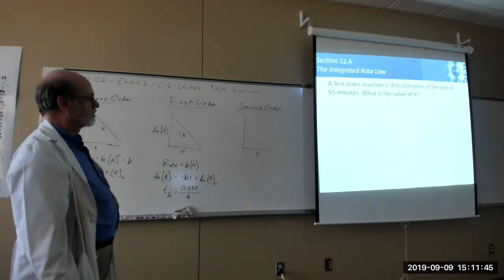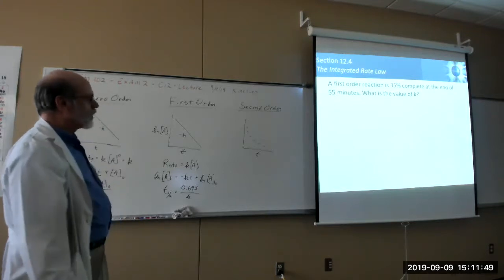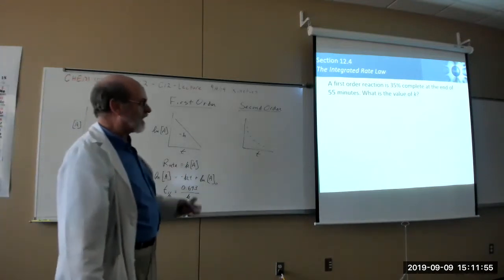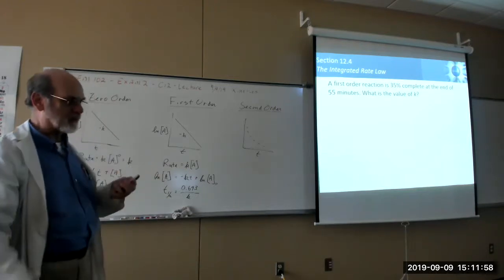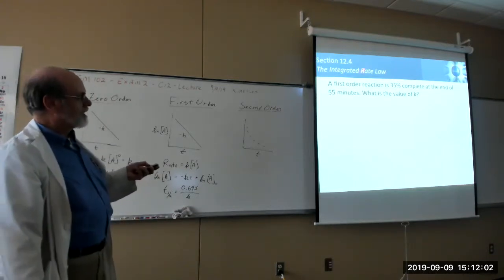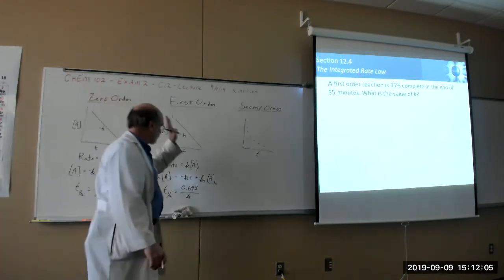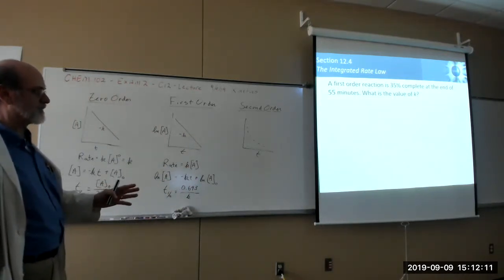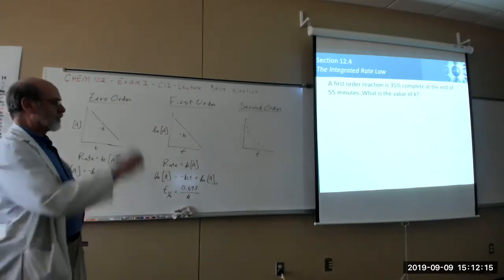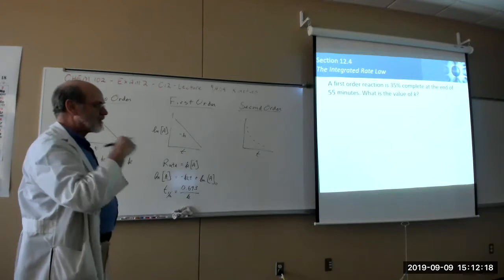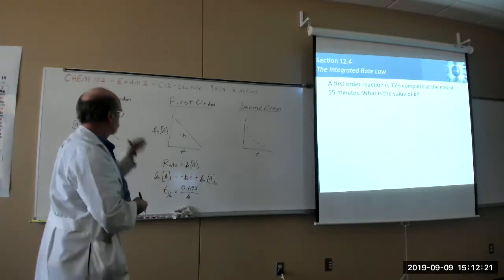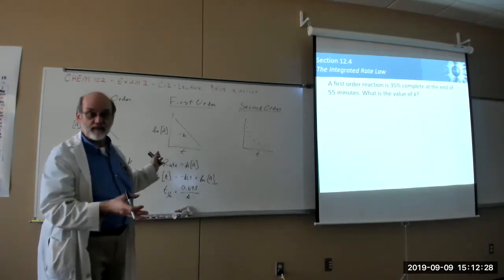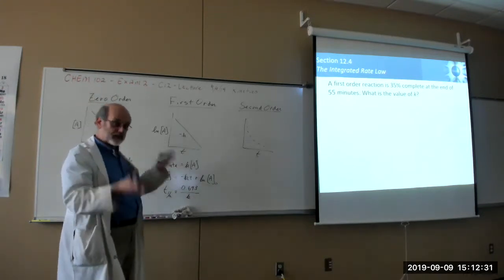All right. So, for this question, this looks difficult, but it's really not. If you take it step by step, and I'm going to show you, a first order reaction, so we're given that, we know it's this type of reaction, is 35% complete at the end of 55 minutes, right? So, from 0 to 55 minutes, 35% of A has disappeared. So what's left? 65%. 65% of A still remains, right?